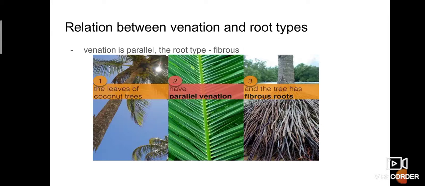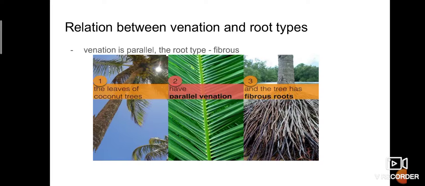So how can we say which type of roots are present in a plant without seeing the root? The answer to that question is based on the venation. There is a relationship between venation and root types.